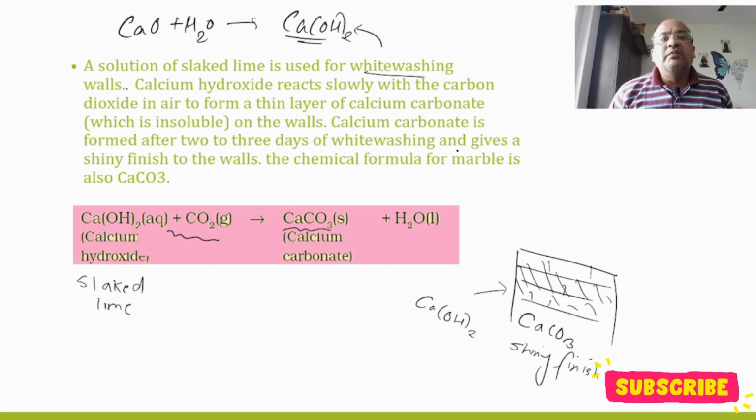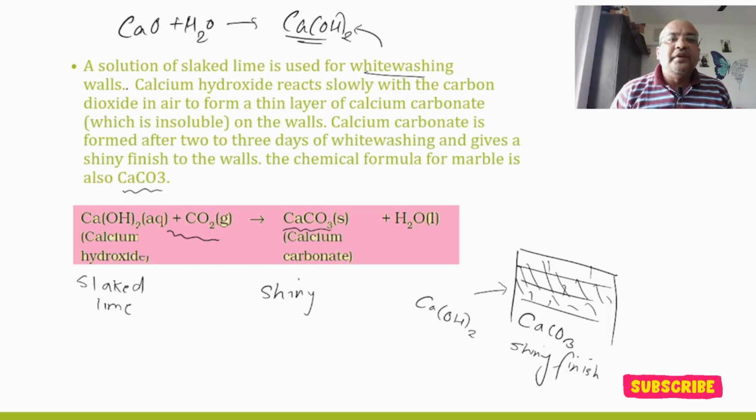Now the calcium carbonate formed after 2-3 days of the whitewashing gives a what? It gives a very shiny finish to the walls. And to tell you, the chemical formula of marble is also calcium carbonate, right? So this is the answer for this whitewash which is being used, which gives a shiny appearance.